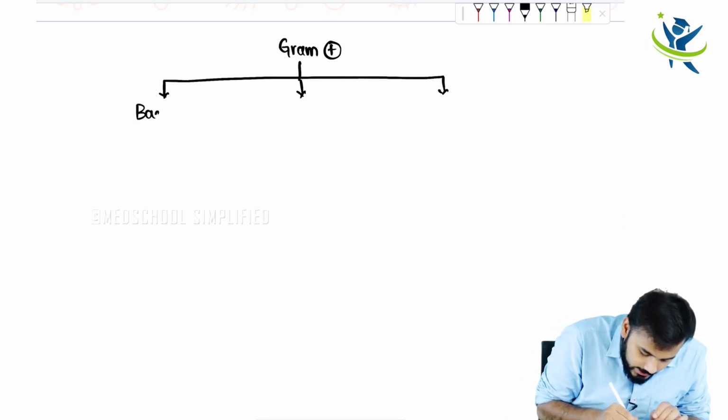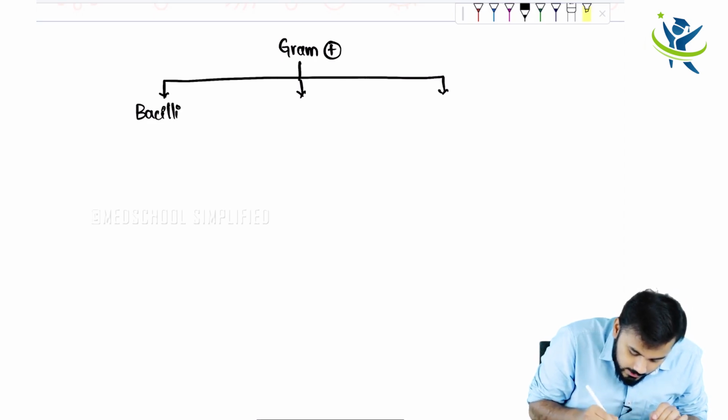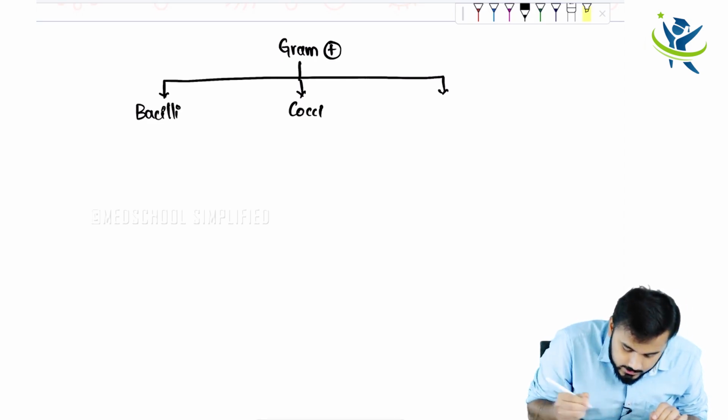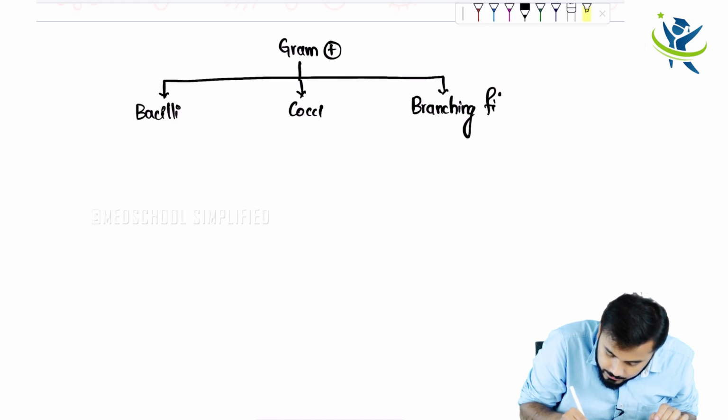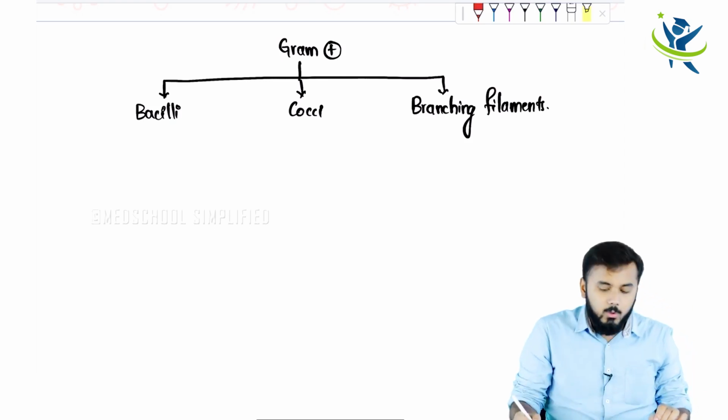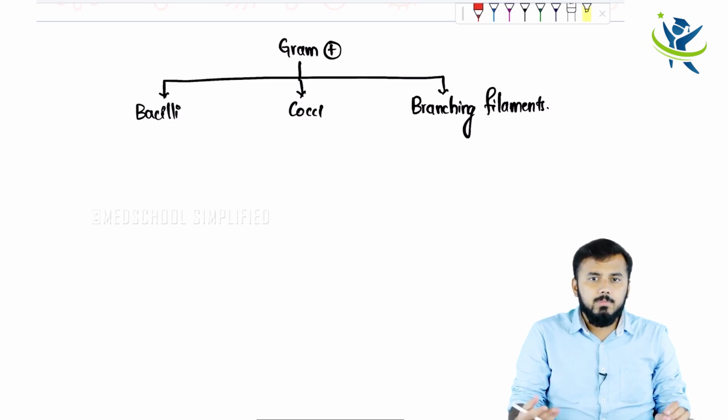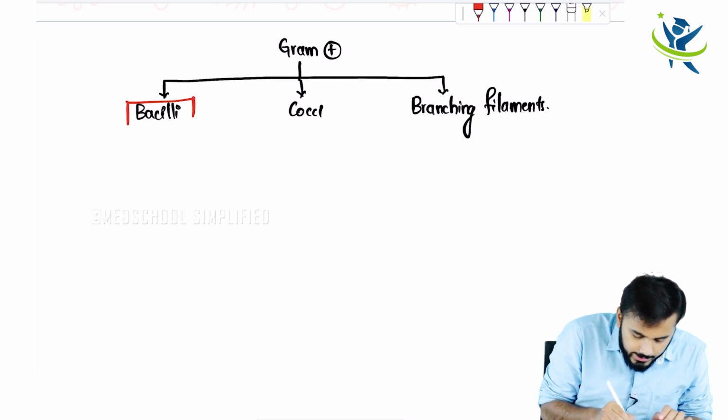One is rod shaped bacteria, that is bacilli. Another is circular shaped bacteria, that is cocci. And next we have branching filaments. When you look at the bacilli, Clostridium is a bacillus, it is rod shaped. So our main concern is regarding the bacilli group.